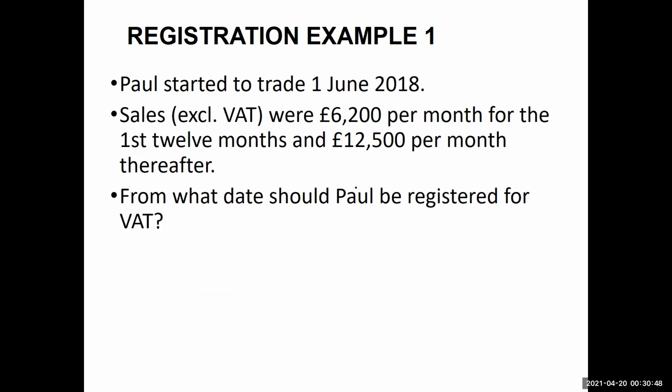So an example: Paul started trading on 1st June 2018. Sales exclusive of VAT is 6,200 per month for the first 12 months and then 12,500 per month thereafter. What day should Paul be registered? Okay, so from 1st June 2018, every month he's going to be making 6,200 for the first 12 months. After that, it will increase.